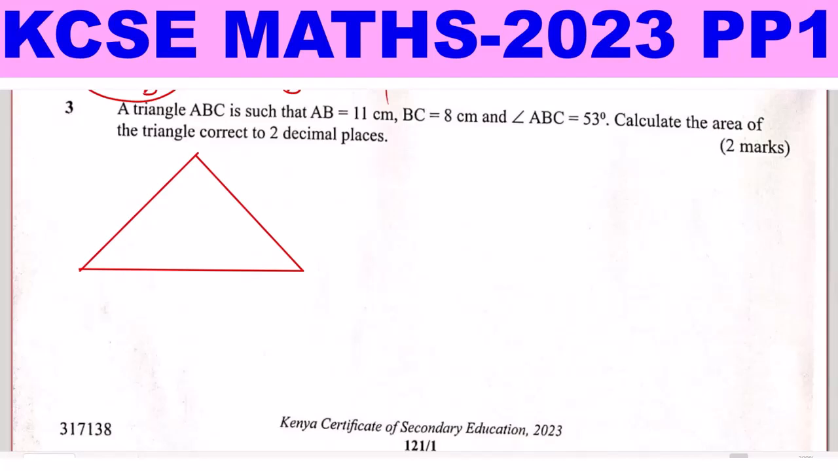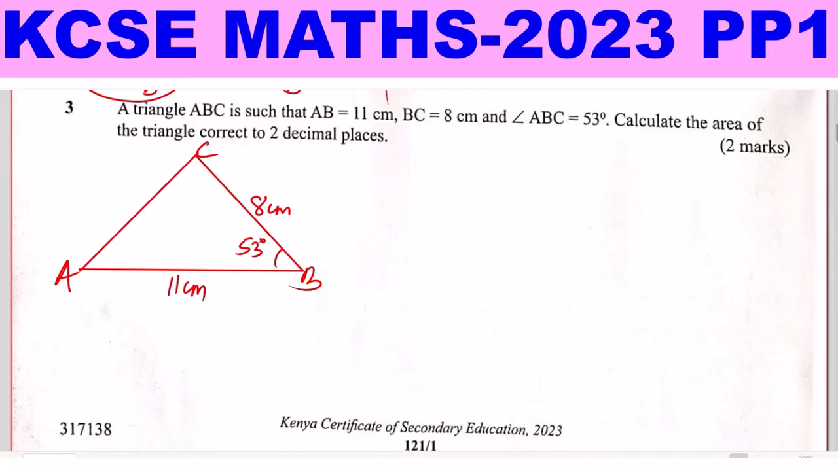Just a sketch. So A, B, C. AB is 11 centimeters, BC is 8 centimeters, then angle ABC, this is the angle, 53 degrees. How do you get the area of this triangle?